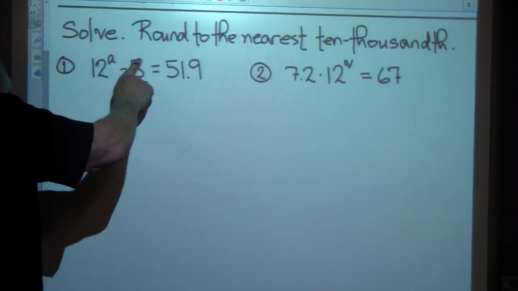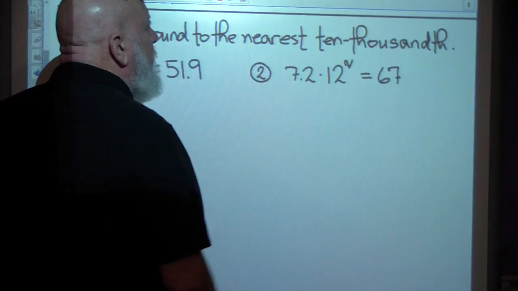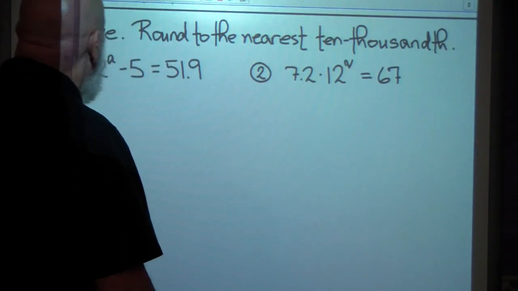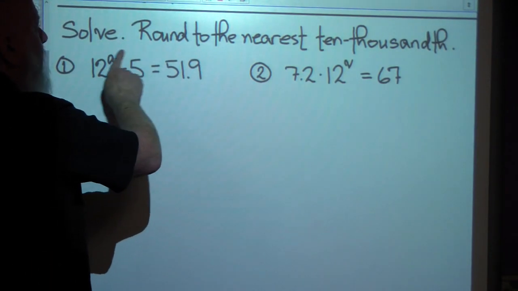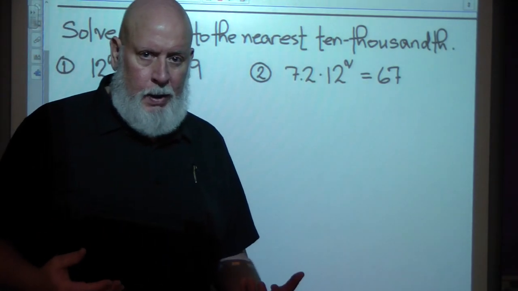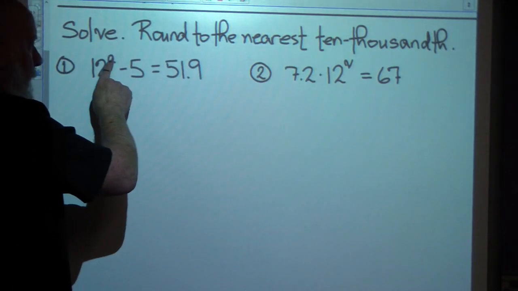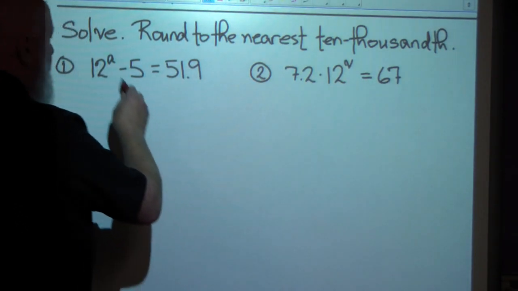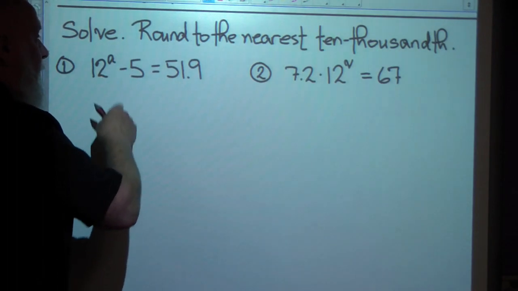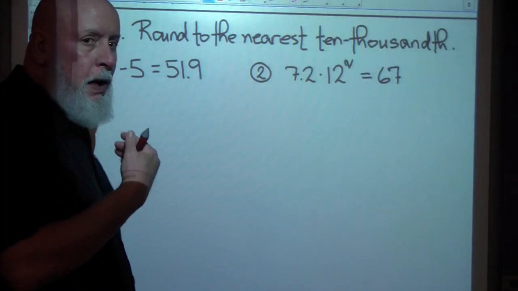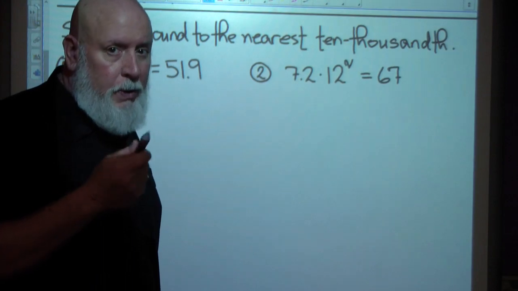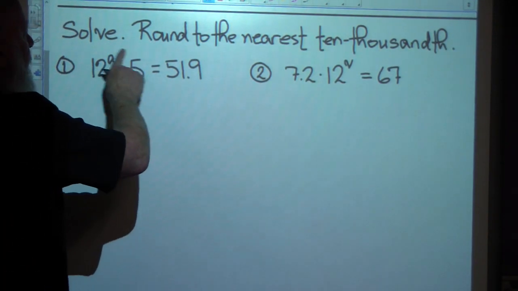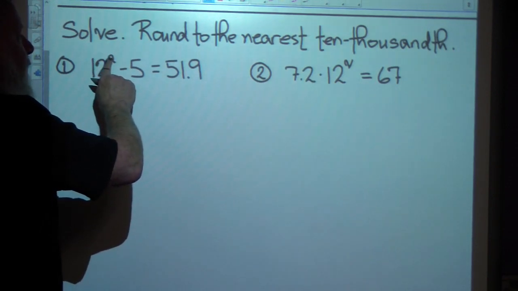It says solve these equations, round the answer to the nearest 10,000th. That is the fourth decimal place. So what we're going to do is look at our equation, and we're going to solve it just like we did back in pre-algebra. We're going to try to isolate the variable. The first thing I look at when I see this is that the variable is in the exponent, so I know that I'm going to have to use a logarithm, and you'll know that too by the end of this lecture, hopefully. I want to isolate the term that has the variable in the exponent.